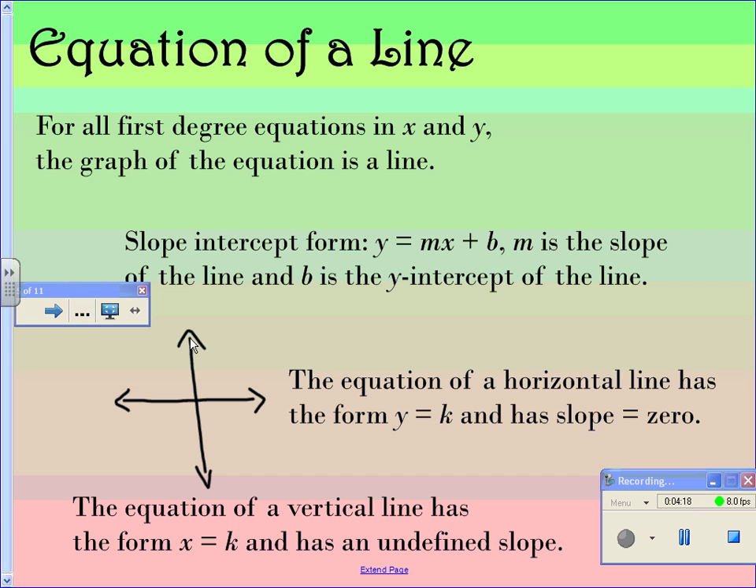What does a vertical line look like? Straight up and down. The slope of that is undefined. What axis is it going through? Only through the x. So it's going to be x equals whatever number that is, 3. It cannot be written in the form y equals mx plus b. It can only be written as x equals whatever number. Does that make sense?